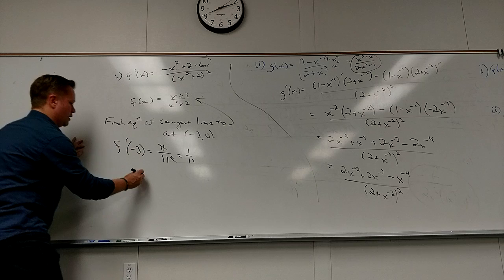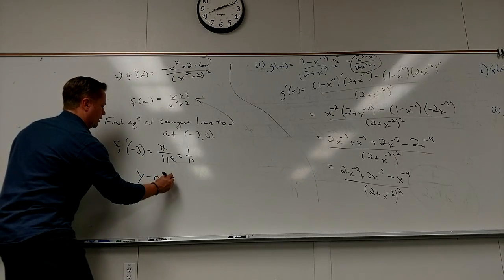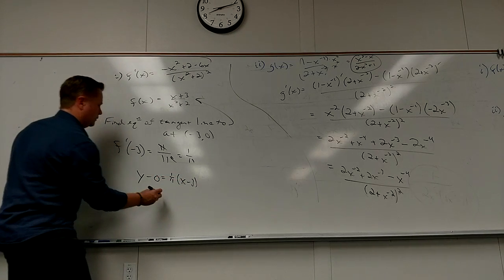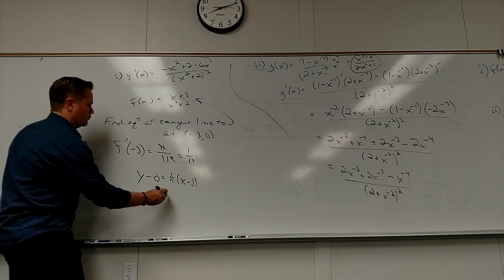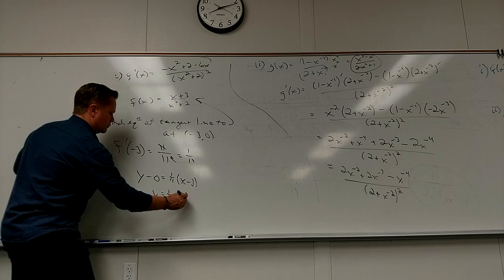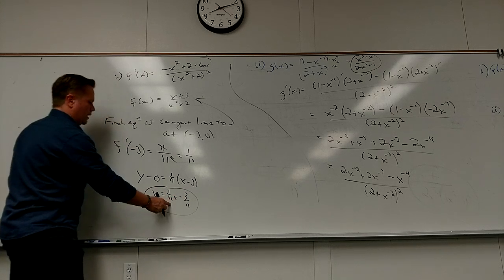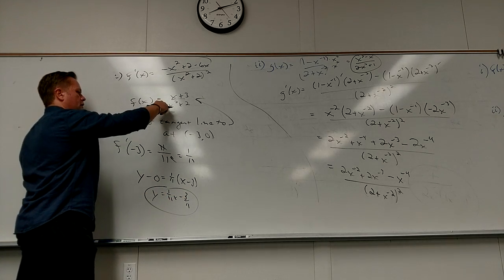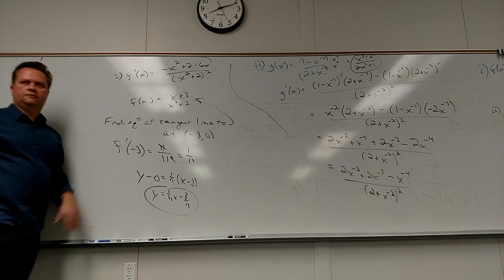So let's see, what do we get? We get y minus 0 equals 1/11 times x minus 3. So I get y equals 1/11 x minus 3/11. So that line touches this function perfectly at this point.